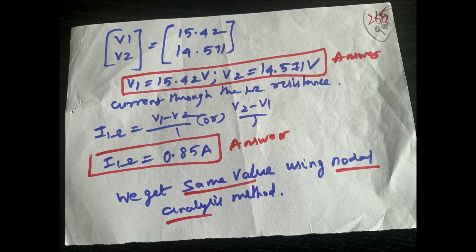The current through the 1 ohm resistance is I1, equal to (V1 minus V2) divided by 1, or (V2 minus V1) divided by 1, and I1 is 0.85 amp. We get the same value using the nodal analysis method. That is proved: we get the current through the 1 ohm resistance using nodal analysis, and by the first method, Thevenin to Norton transformation. Kindly use this circuit for three methods: Thevenin's, Norton's and nodal analysis. That is very important as a model circuit.